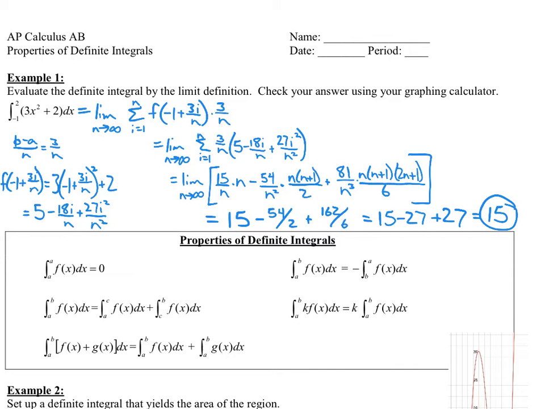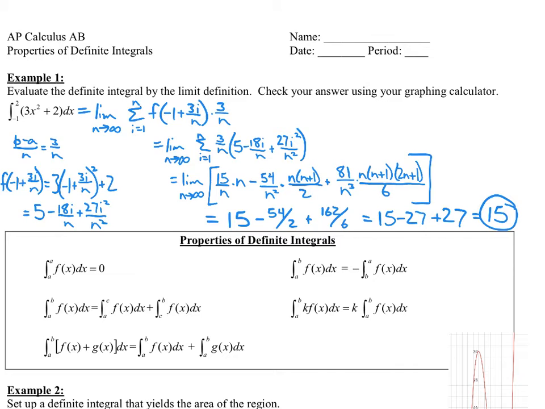Okay, now we unfreeze the screen. Your b minus a over n was 3 over n. Your f of a plus b minus a over n times i is f of -1 plus 3i over n. I recommend doing this stuff off to the side. Saves you some writing, okay? But also, I want you to get used to writing things properly.